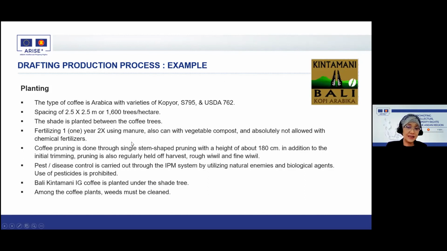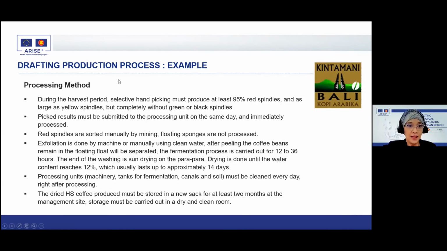It's very technical. Maybe all farmers who are members of the CMOGI have already known them. So just collect them and draft together like this. Make it concise. This is the example of drafting the production process.